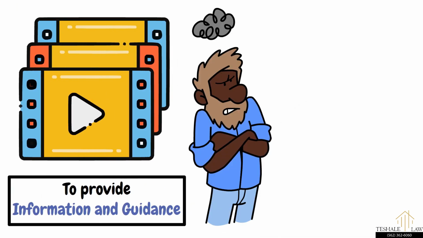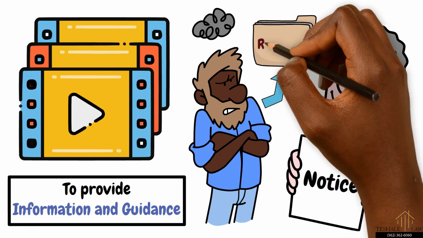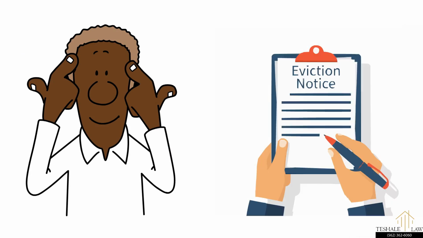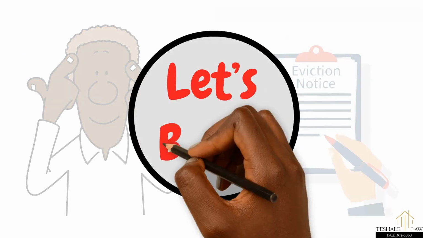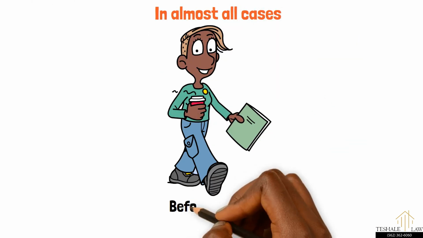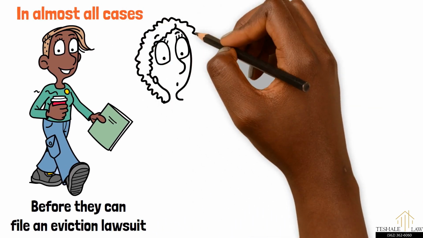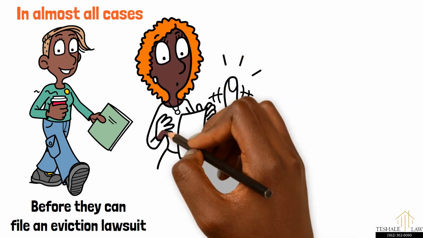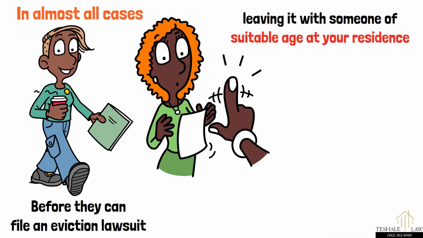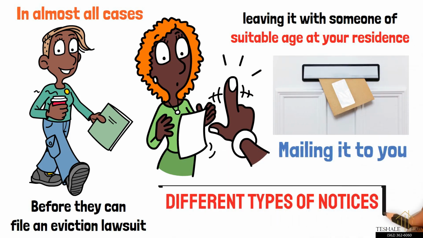In this video, we'll explain the different types of notices a landlord can serve you and the various responses you can file. Understanding these steps can help you navigate the eviction process more effectively. Let's begin. In almost all cases, the law requires that the landlord serves you with a notice before they can file an eviction lawsuit. The legally sufficient ways a landlord can serve notices include personally handing the notice to you, leaving it with someone of suitable age at your residence, or posting it on your door and mailing it to you.